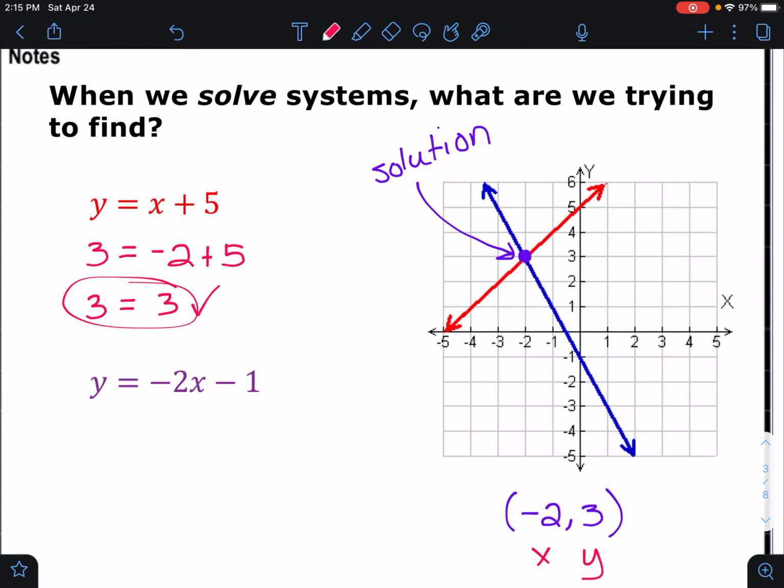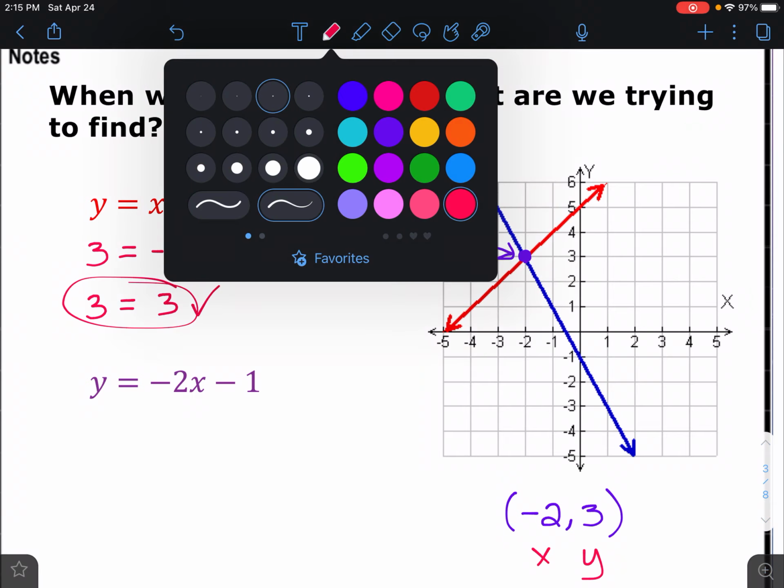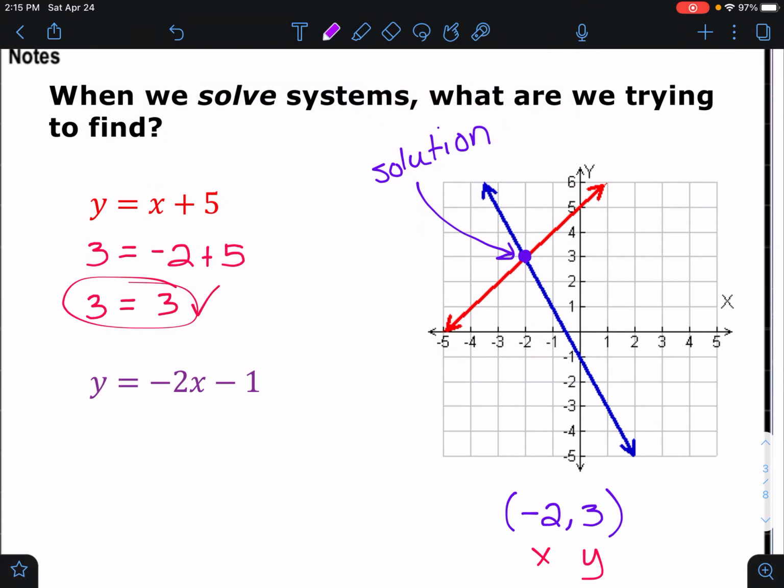Okay, I get a true statement. Now, I should also get a true statement when I do the other one. So let's see if I do that and it works here. 3 equals 2 times -2 minus 1, so I get 3 equals 4 minus 1. And notice I get a true statement here too.